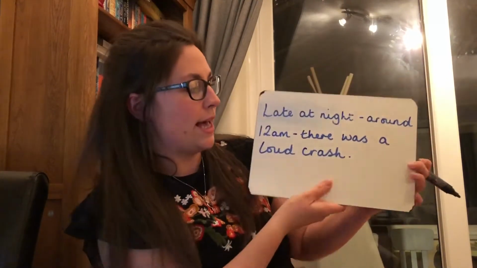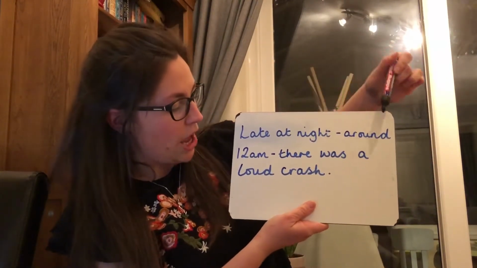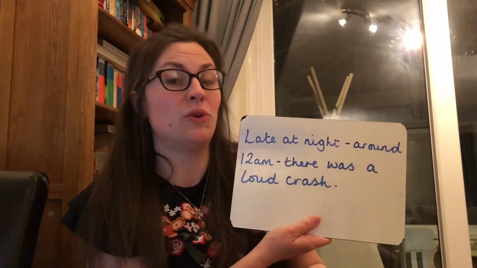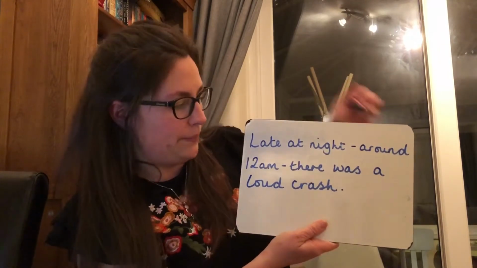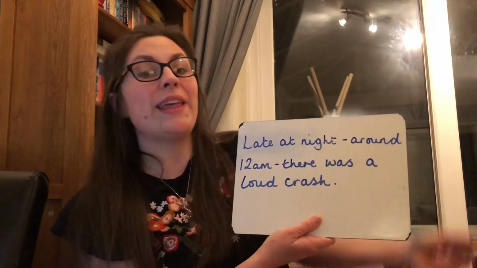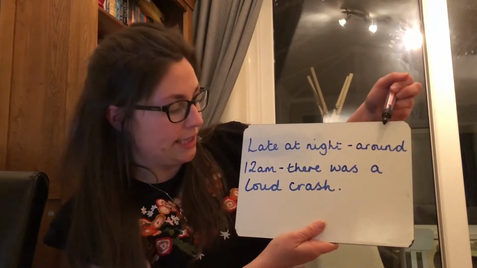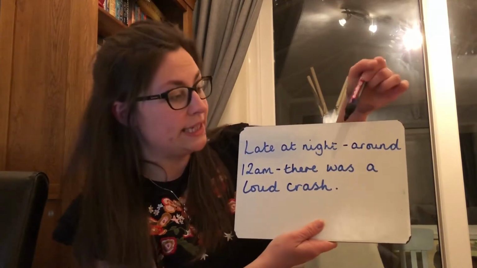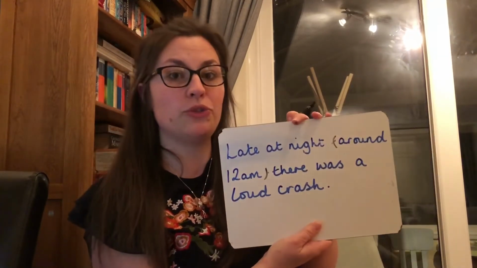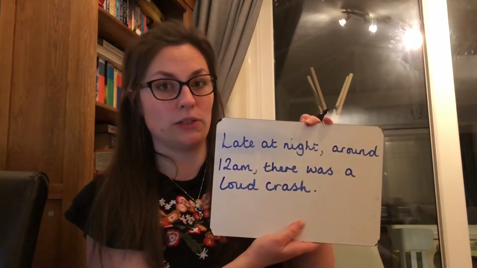Okay, I've just done one other example as well to show you how it can be used. So my example sentence here is, "Late at night - around 12 a.m. - there was a loud crash." I can check my sentence is grammatical without the parenthesis by reading it without it. So let's read it without it. "Late at night, there was a loud crash." So the extra bit of information that I've added in there is "around 12 a.m." and I've punctuated it with dashes. Again, I could have used brackets to punctuate my parenthesis, or I could have used commas. Either way, it's still grammatical.